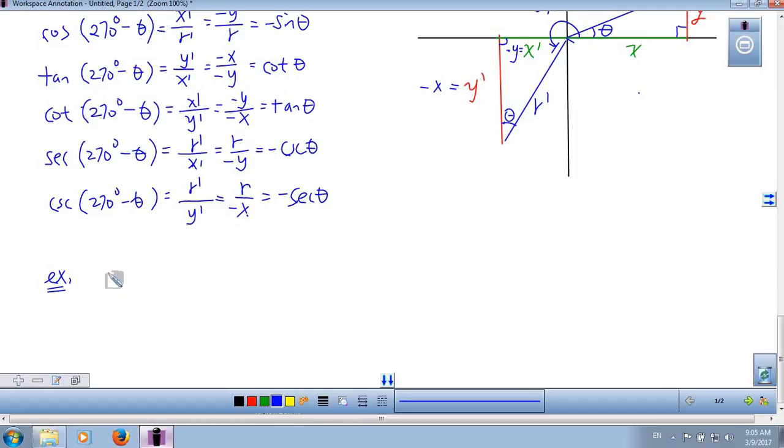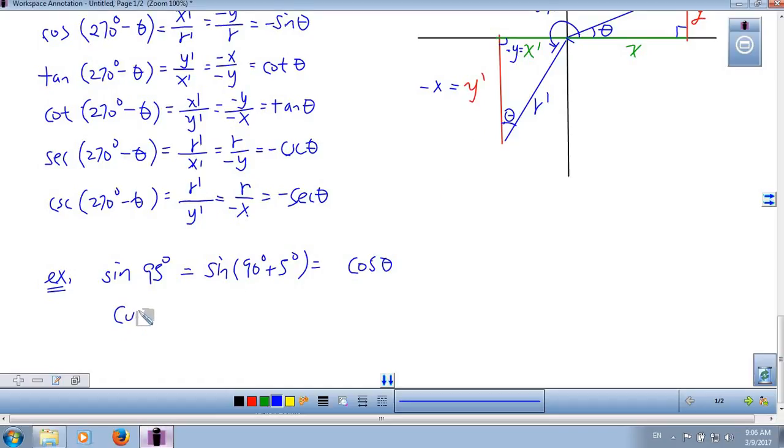Let's try sine of 95 degrees. We can express it as sine of 90 degrees plus 5 degrees. Oh no, it's going to be positive cosine theta. When you do 90 plus theta in the second quadrant, it will be positive cosine and secant. When we add 270 degrees, it will be positive sine and cosecant. But when we subtract, 270 degrees minus theta, it will be positive tangent and cotangent.